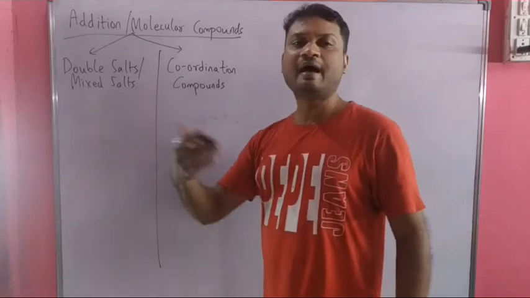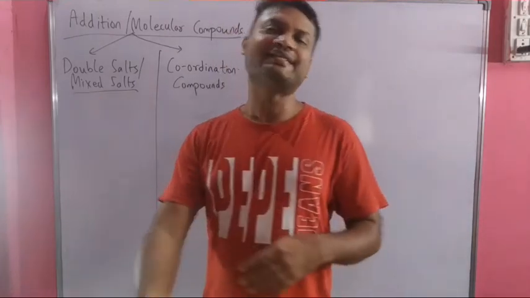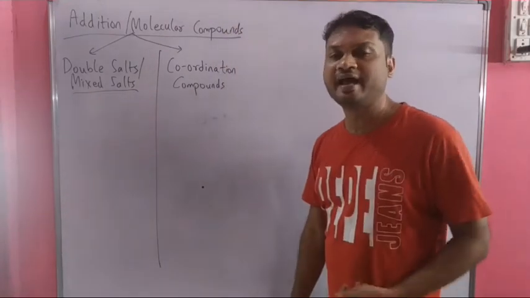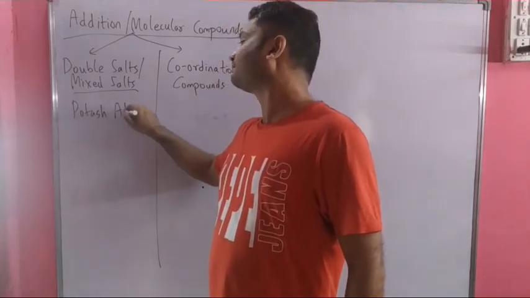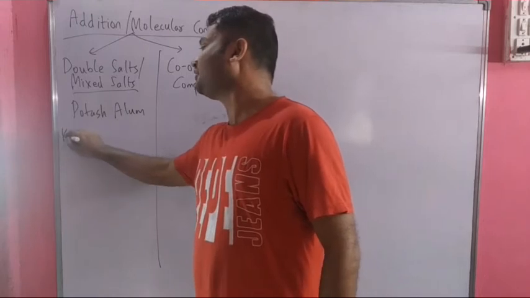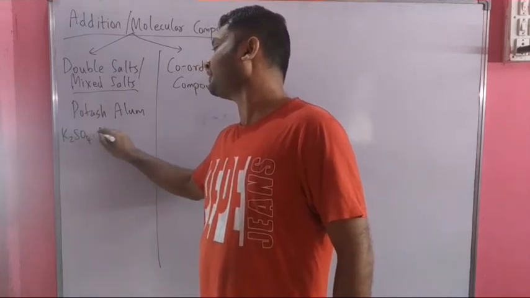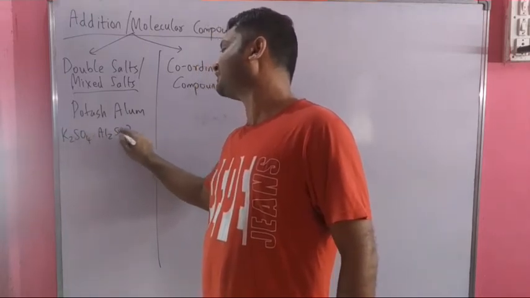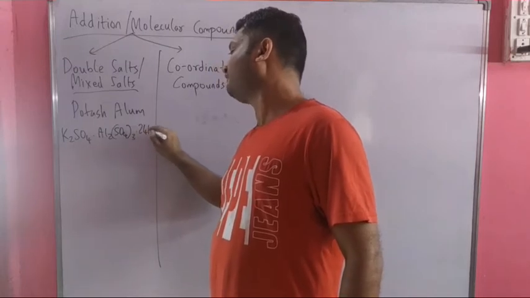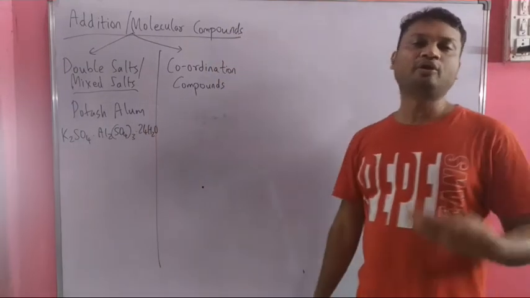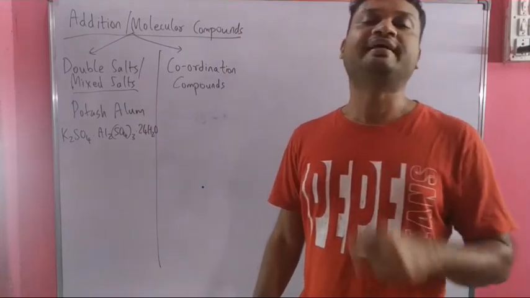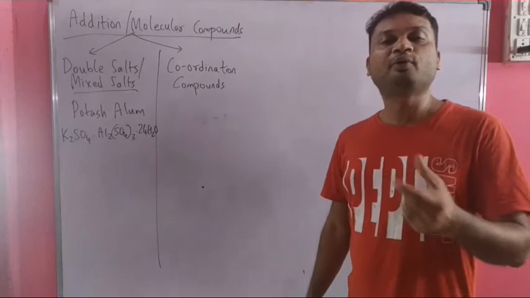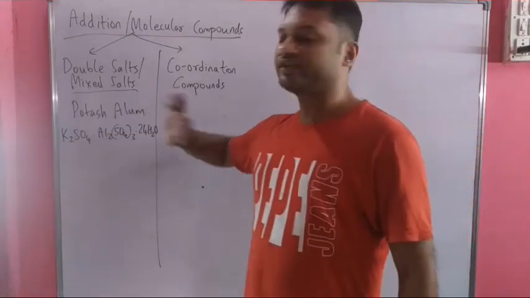So what was the example of double salts? We took various examples, carnallite, potash alum. So let me write the formula. Potash alum, which is K2SO4.Al2(SO4)3.24H2O. This is the molecular formula of potash alum, which we use as alum for shaving and in purification of water. So that is potash alum.